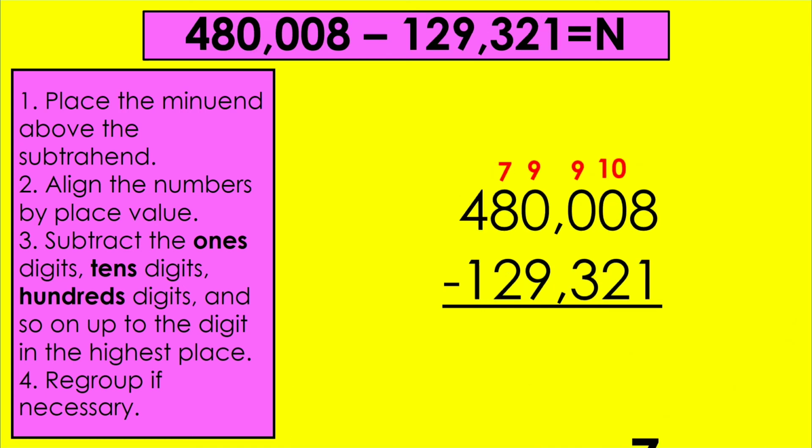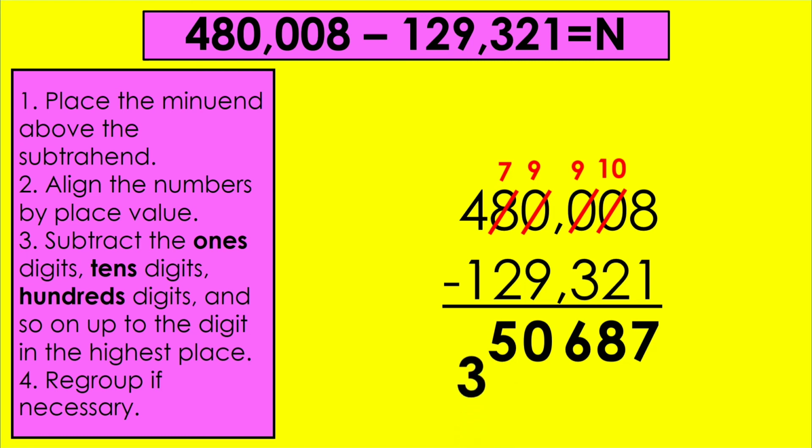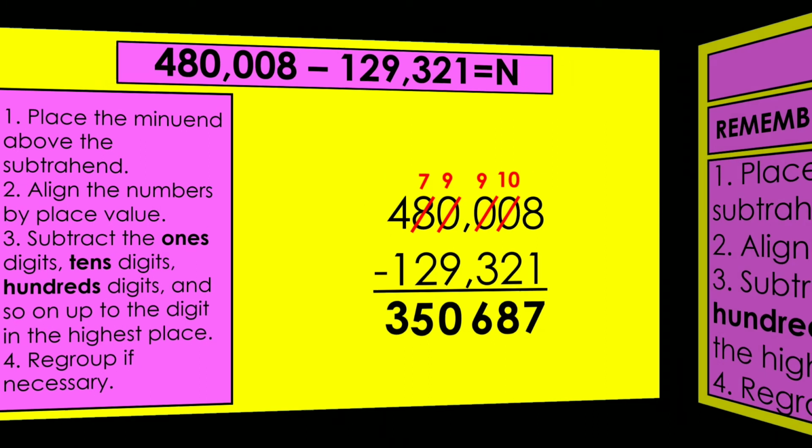Okay, the same procedure is done in our last example. So 8 minus 1 is 7. Then 0 would become 10. 10 minus 2 is 8. Then 9 minus 3 is 6. Since we borrowed from digit 0, it would become 9. So 9 minus 9 is 0. Since we borrowed from digit 8, it would become 7. 7 minus 2 is 5. And then 4 minus 1 is 3. So that is the answer in the equation.